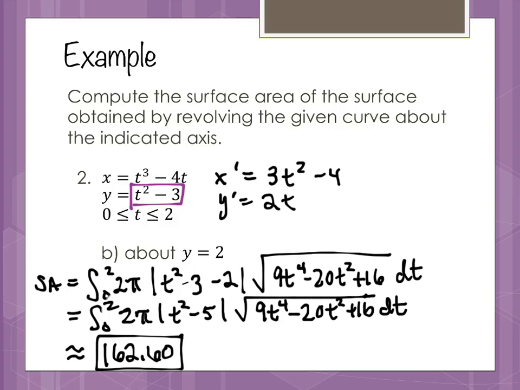162.60. Why did you minus 3 minus 2 again? It's part of the formula. I don't have my parentheses in here to indicate it, but it's the y of t minus the value y that we're rotating around, which was the 2 there. All right, any questions?